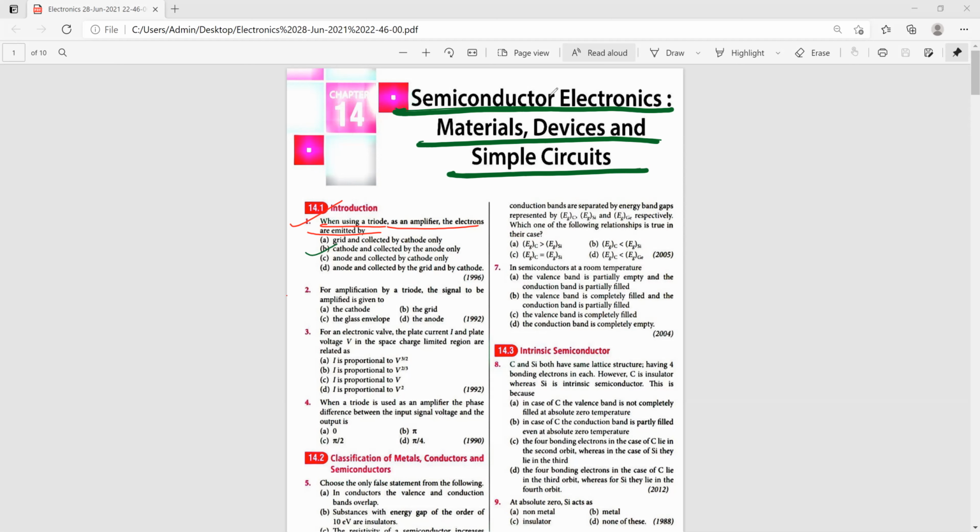Second one, for amplification by a triode, the signal to be amplified is given to cathode, grid, the glass envelope, anode. For the second one, the amplifying action of a triode is based on the fact that a small change in grid voltage causes a large change in plate current. So the AC input signal which is to be amplified is superimposed on the grid plate potential. So when we observe all the four options, the right answer is this one, the grid.